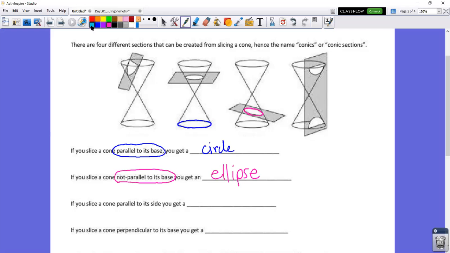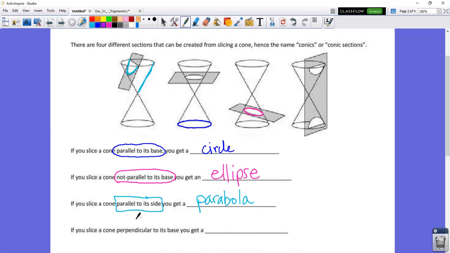If you cut it parallel to its side, so this is the side of your cone, you're going to get a parabola. A parabola is a shape that you get when you cut it parallel to its side. We've done parabolas since Algebra 1, but maybe we'll add a little bit to it here.